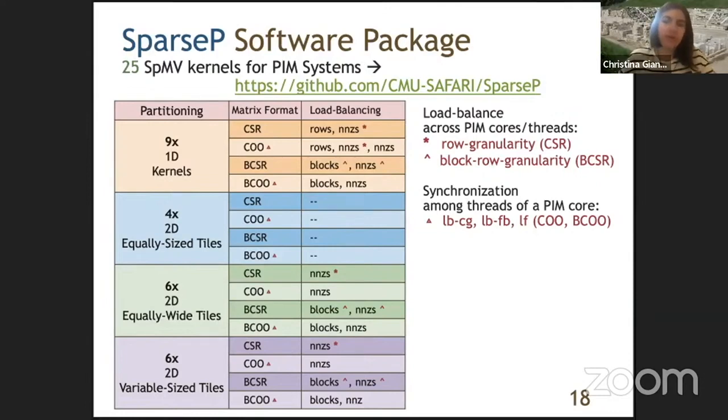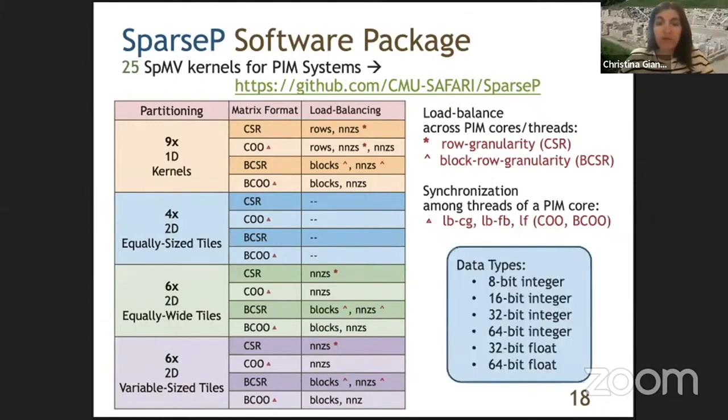And for the COO and the BCOO formats, in the load balancing among the multiple threads of a single PIM core, we need to implement synchronization, and we have 3 different synchronization approaches that can be supported in all the different data partitioning techniques. Finally, all these kernels support a wide range of data types, including both low precision integer and also high precision float data types.